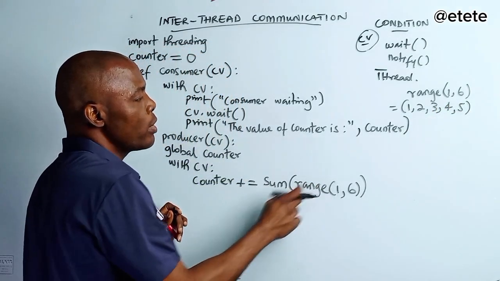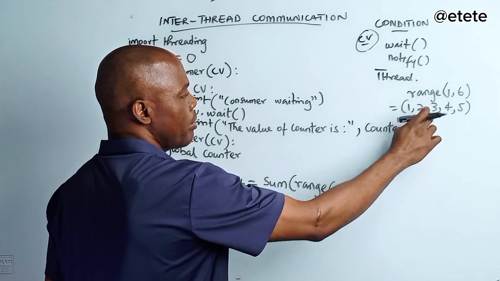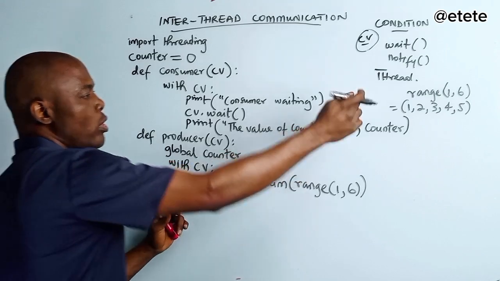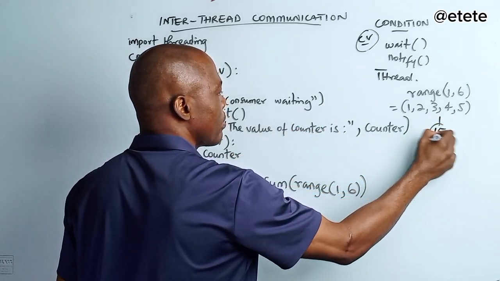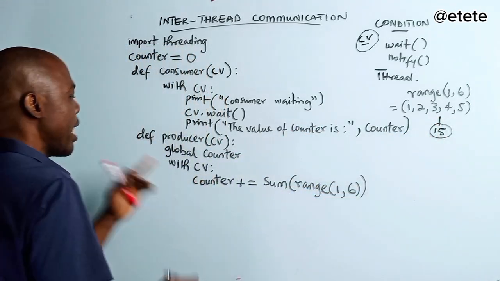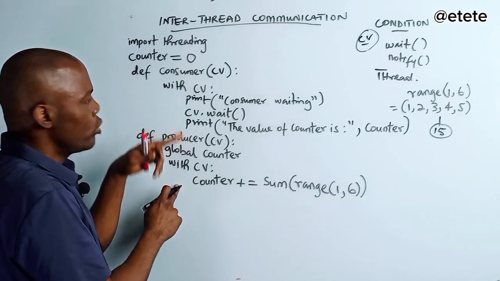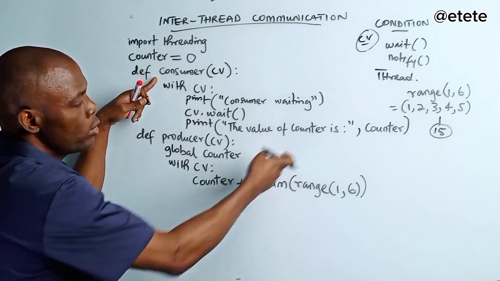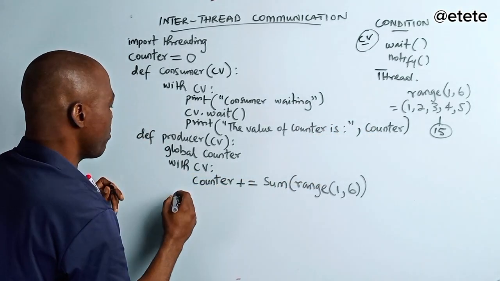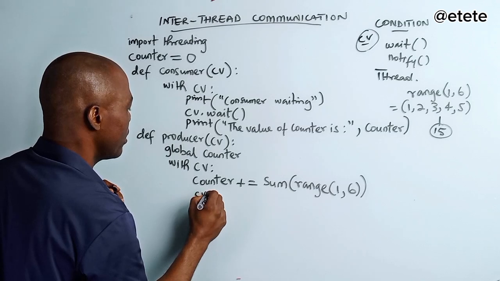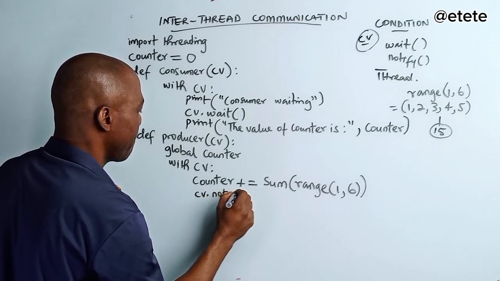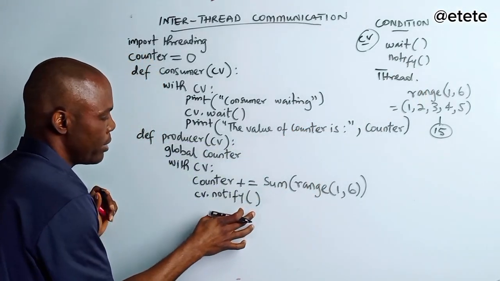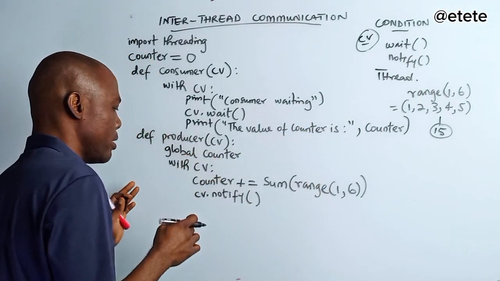Now I'm summing them. So 1 plus 2 is 3, plus 3 is 6, plus 4 is 10, plus 5 is 15. So I have incremented my counter to 15. That is what my counter is. Now, I want this producer to notify this consumer that I am done producing. So I will say cv dot notify. So I'm calling this notify method. I have done that here now. So my producer is done.